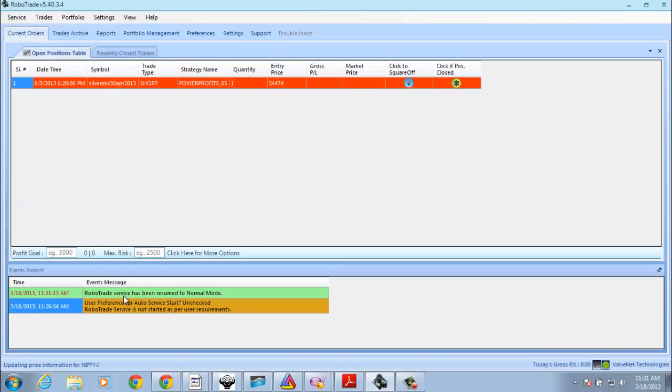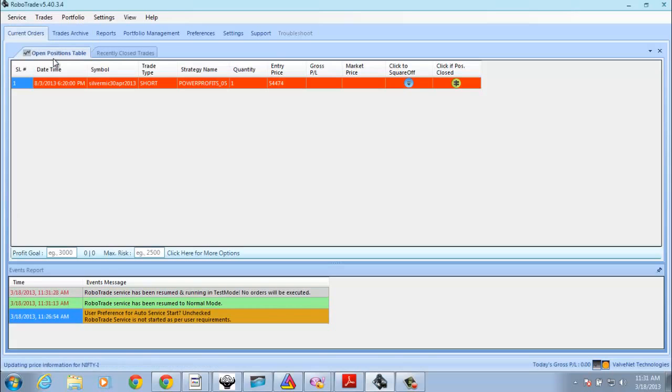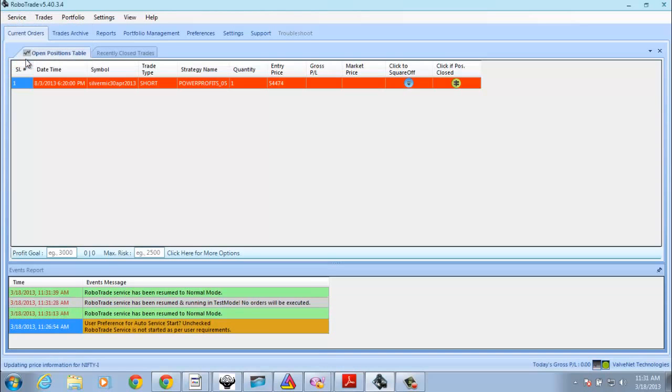See, now this robot is in normal mode. This robot will place orders only if it is in normal mode. If you don't want it on, you can stop the service or even make it semi-auto mode. Means, if it is in semi-auto mode, buy sell signals will be shown to you, but it will not place orders in the system or in the app. Exactly, you can do it manually. Once it is turned into normal mode, it will place orders.